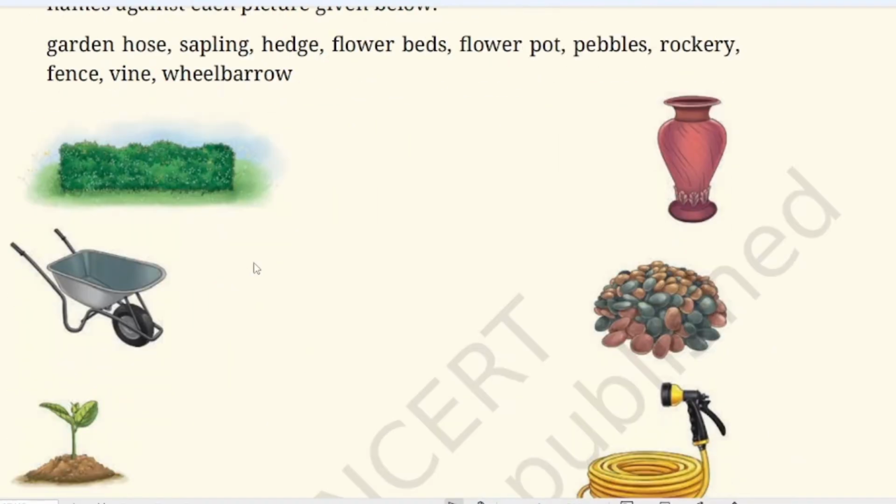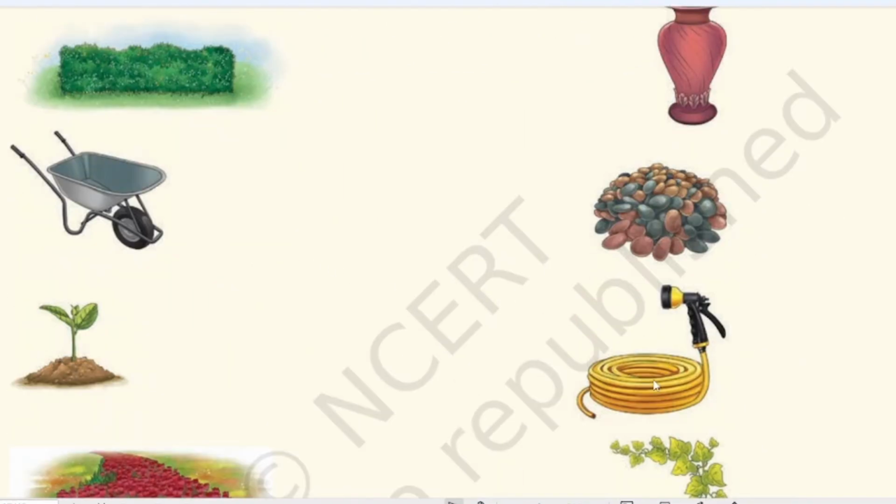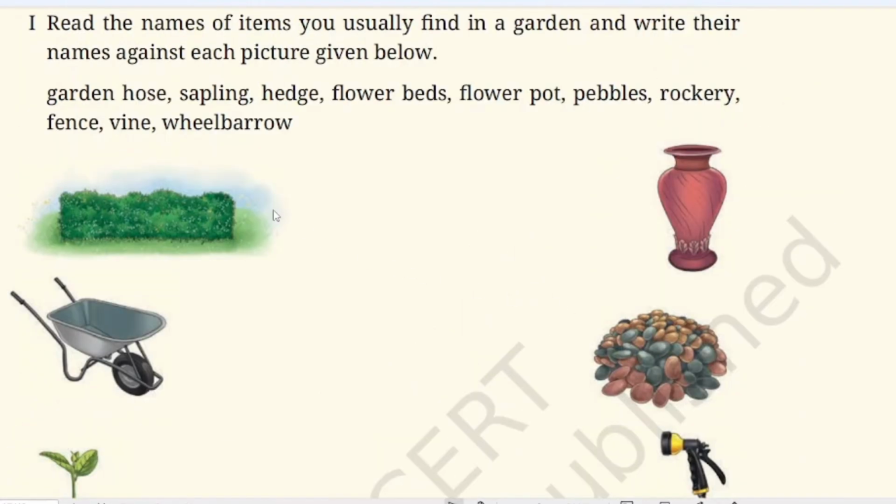Garden hose. What is garden hose? This pipe, isn't it? This is garden hose. Next, now what is this? First one, we can see the picture and we can go on. What is this? This is hedge. That is made of a group of trees or shrubs used to make a fence. This is the flower pot. This is pebbles. Then what is this? This is wheelbarrow. Wheelbarrow. Okay.